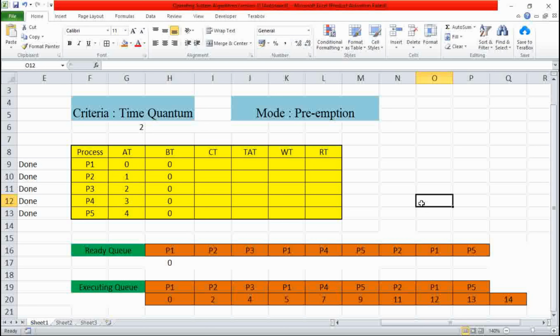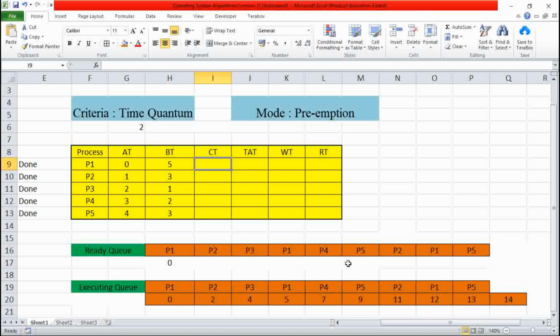Now I'm again putting the value of burst time because I have written here 0. So the burst time for P1 was 5, for P2 was 3, for P3 was 1, for P4 was 2, and for P5 was 3. Now we will complete the following table. CT, completion time for P1. So look at the executing queue. While dealing with CT, TAT, WT and RT, you always have to look at the executing queue table.